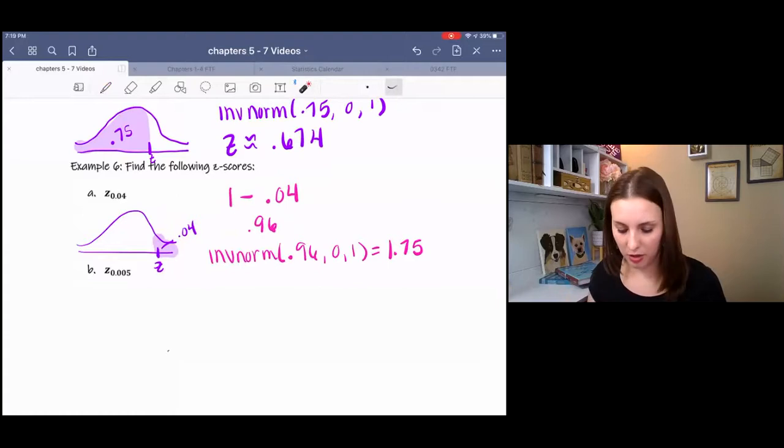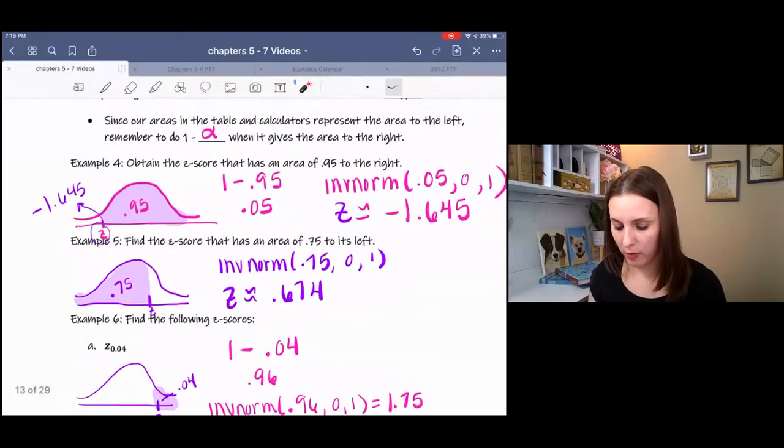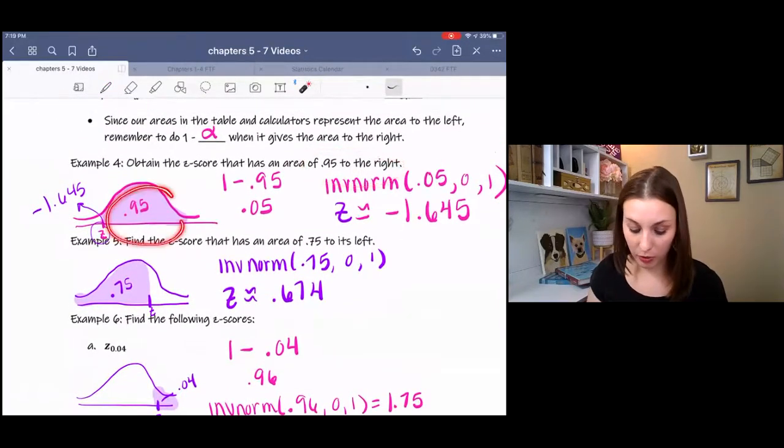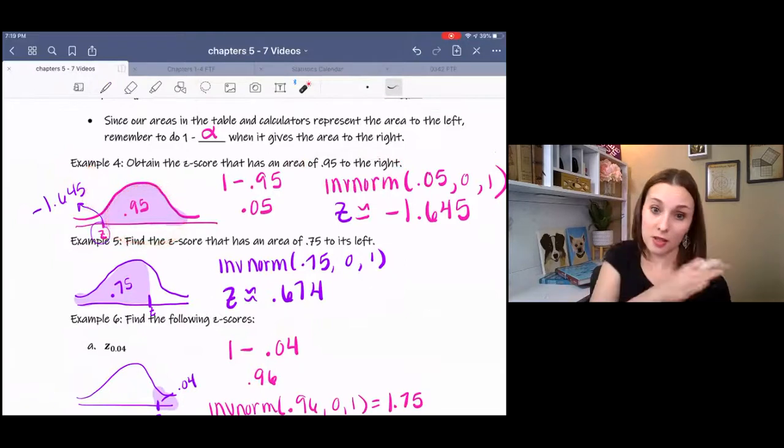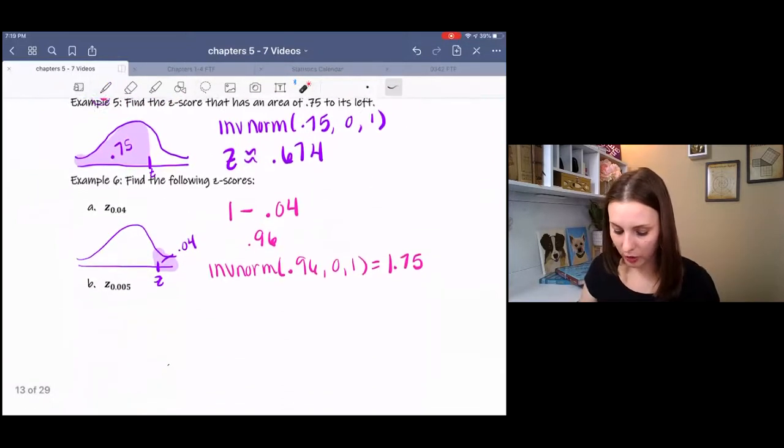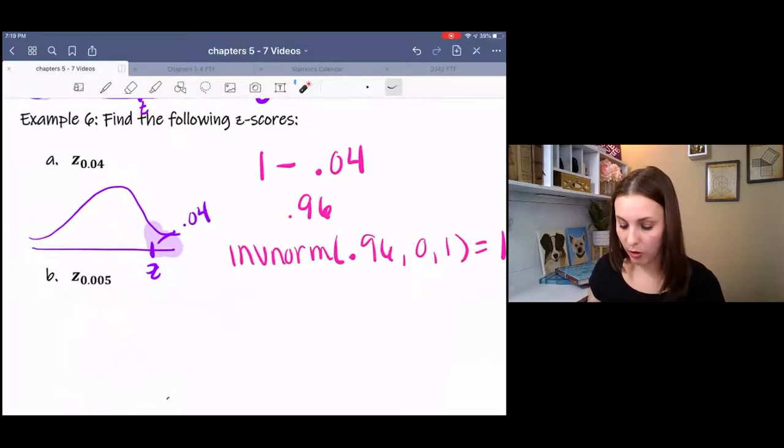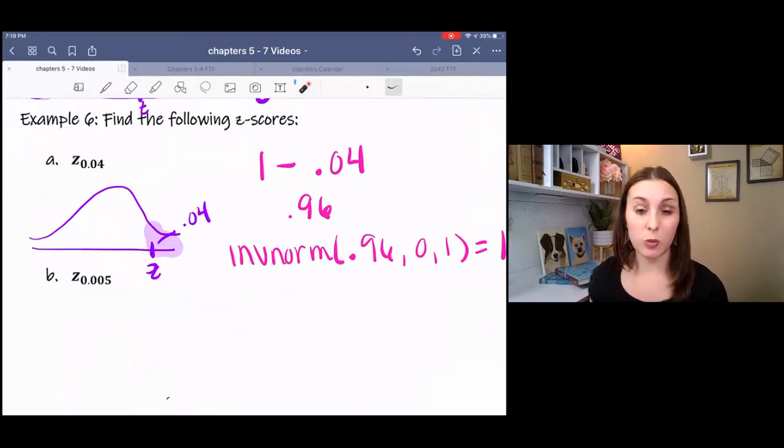So you can see here when the 0.95 was to the right, we ended up with a negative z-score, which makes sense because it's less than the mean. And then over here, we ended up with a positive z-score, which means that it's greater than the mean, so it kind of makes sense with our picture. That's why I like drawing a picture. Okay, pause it and try to find B and come back and check your answer.